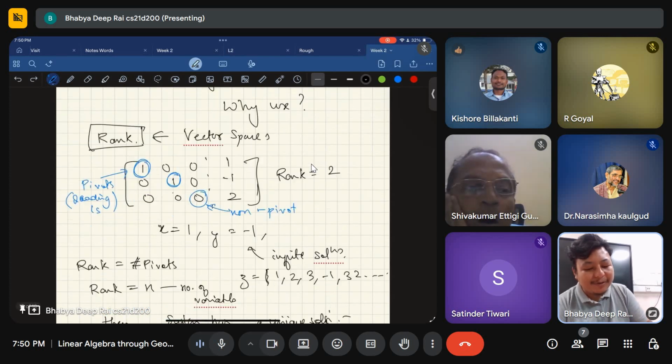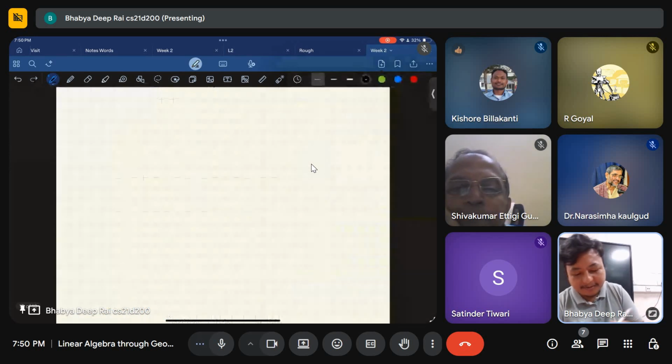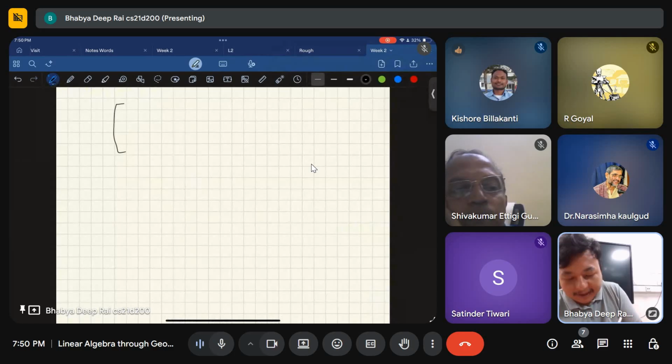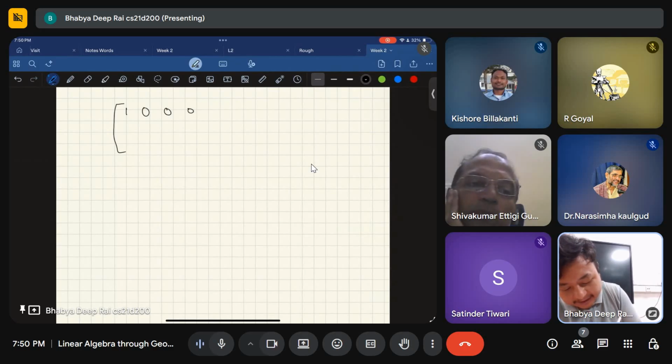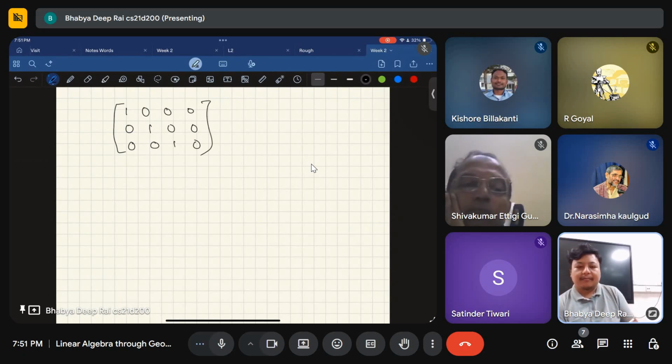But what will a homogeneous system look like? It will look like this. On the right hand side, everything is 0.